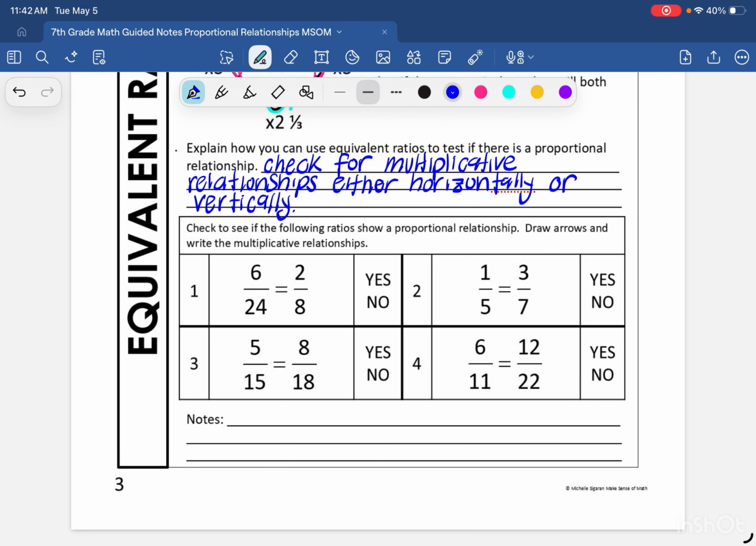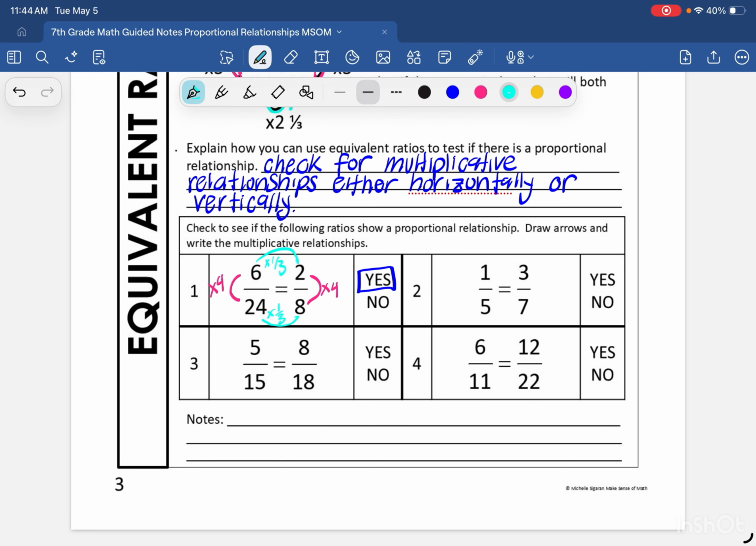Check to see if the following ratios show a proportional relationship. Draw arrows and write the multiplicative relationships. Let's look at the first one. I might notice that 6 times 4 is 24 and 2 times 4 is 8. I don't need to check the horizontal one as well, although I am in this case just to show you. I can notice that 6 times 1/3 is 2, which is the same as divided by 3. So if you see a division relationship, you can change that to multiplicative. That's going to be the same idea. Or 24 divided by 3 or times by 1/3 will give me 8. So yes, that is a proportional relationship.